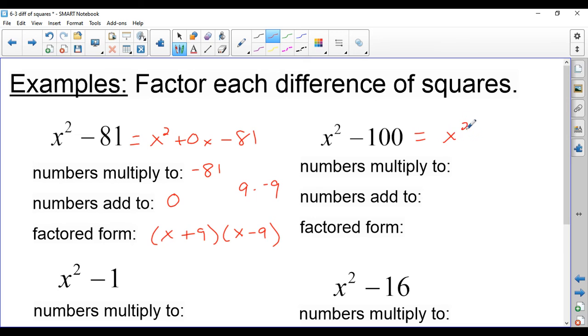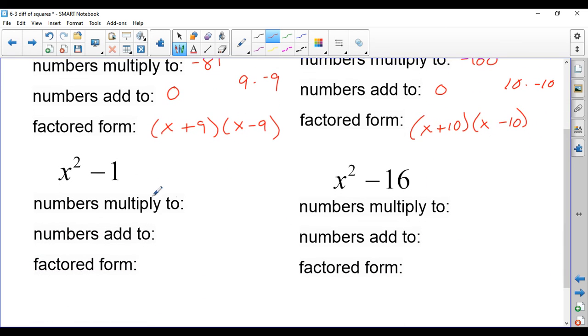X squared minus 100. X squared plus 0x minus 100. I'm multiplying to 100 and adding to 0. My factored form, I need numbers that multiply to 100 and cancel out with each other. They have to be exact opposites. So it's 10 times negative 10. X plus 10, x minus 10.